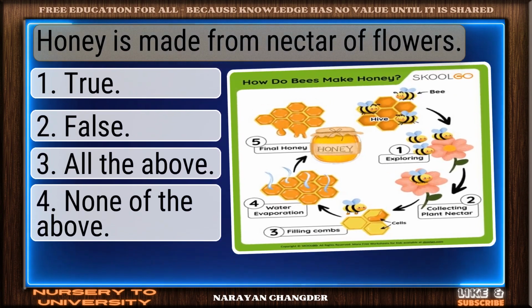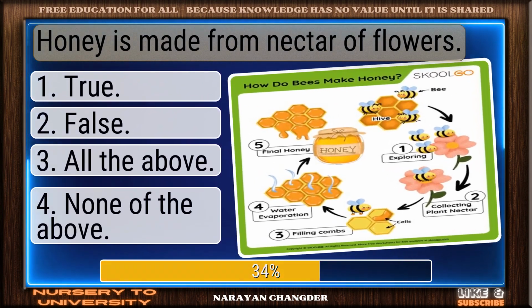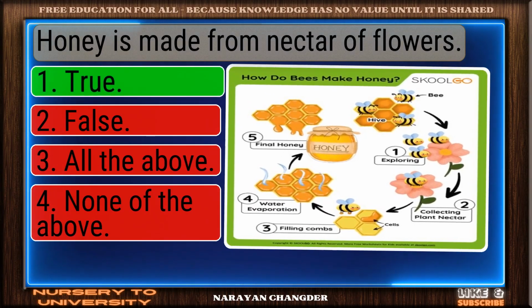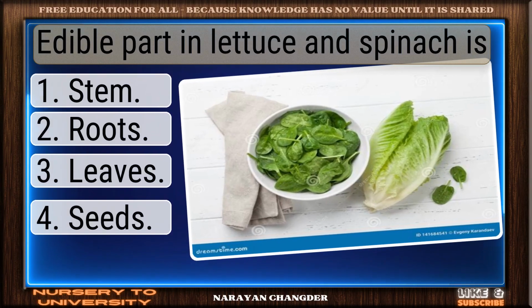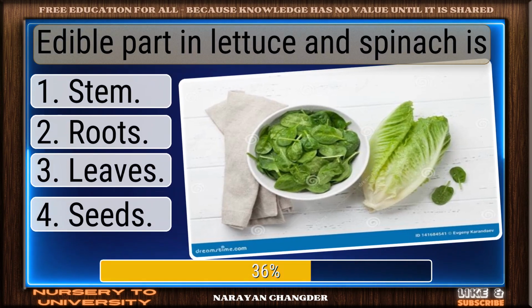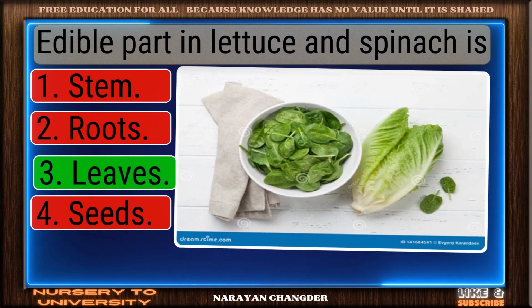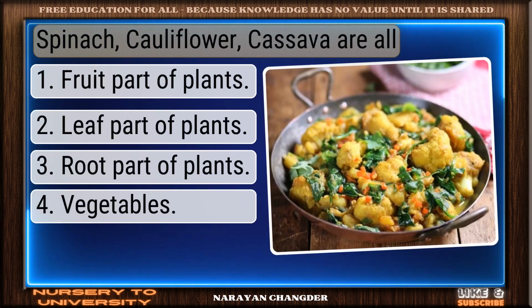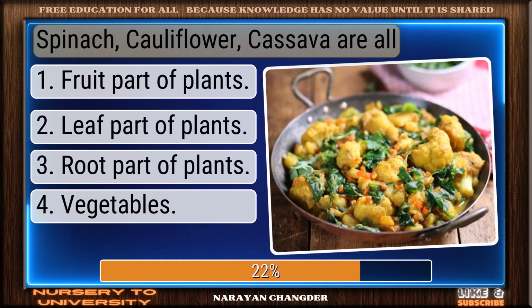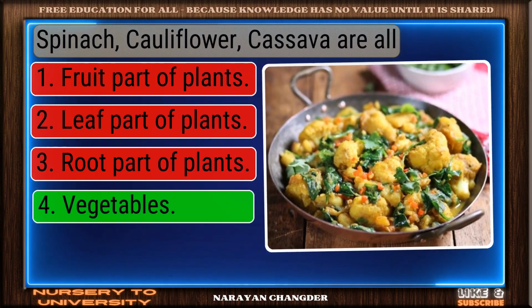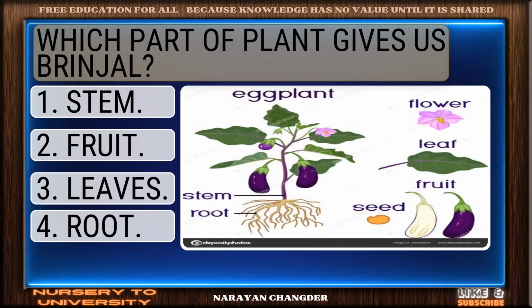Honey is made from nectar of flowers. Smart move. True is an accurate answer. Edible part in lettuce and spinaches. Nice work. You chose leaves and it is correct. Spinach, cauliflower, cassava roll. Well picked. Vegetables is the correct answer.